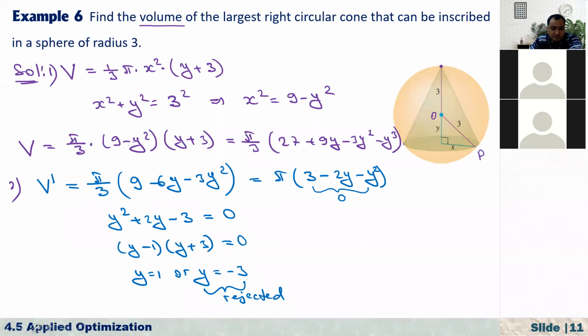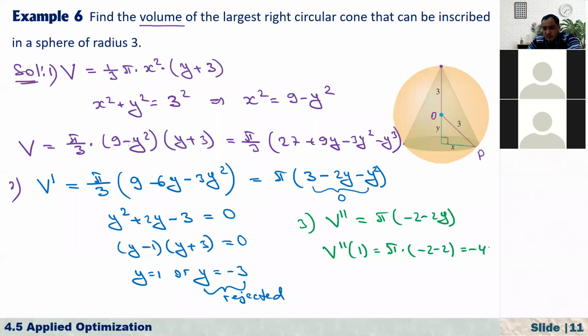So the third part: now I need to verify that this gives us a maximum value. To do this, if you differentiate one more time, V double prime is equal to pi times minus 2y. Now if you evaluate its value at 1, that is pi times minus 2, which is equal to minus 2 pi. And this is less than 0, which means that at this point the function's graph is concave down. So here it has a local maximum.